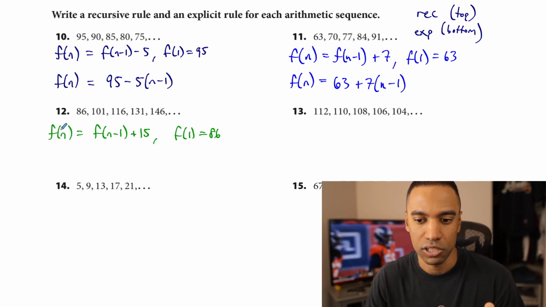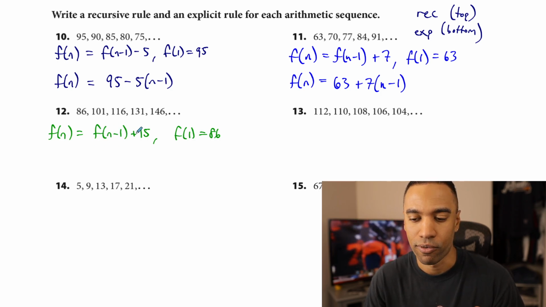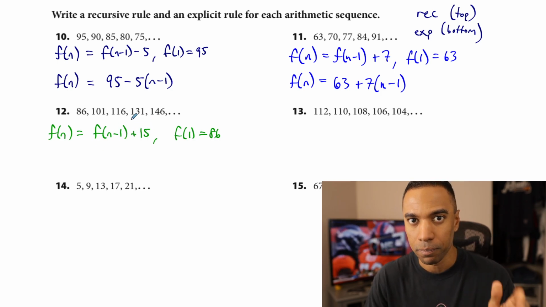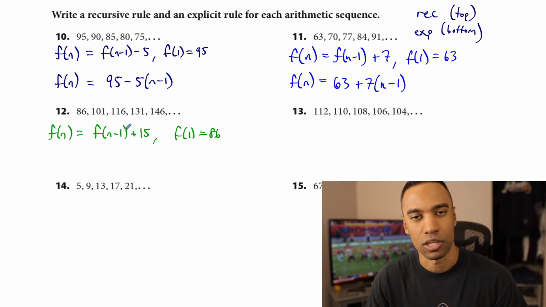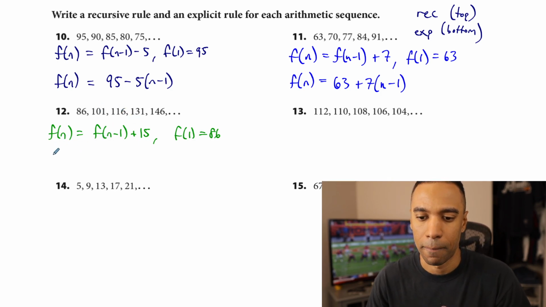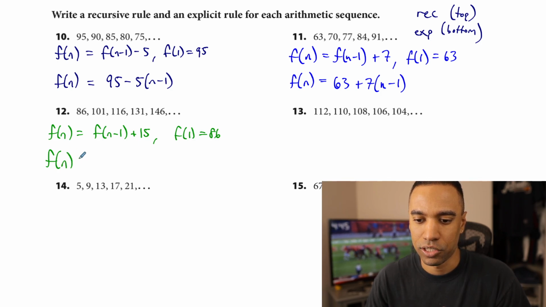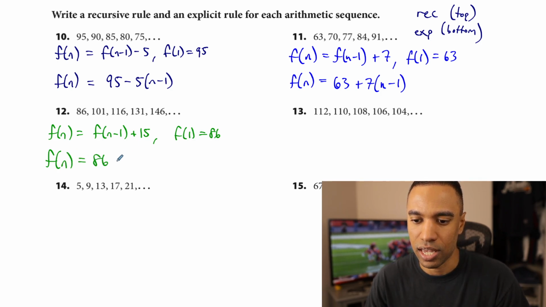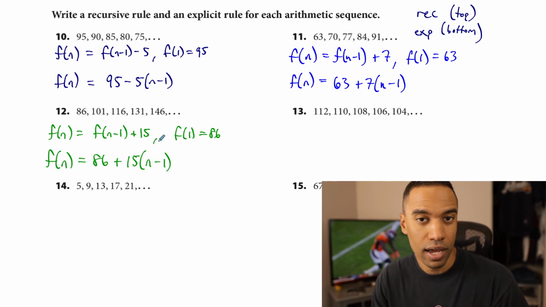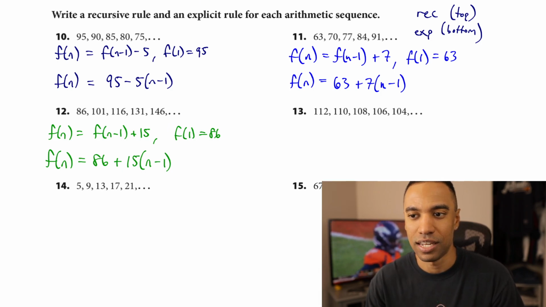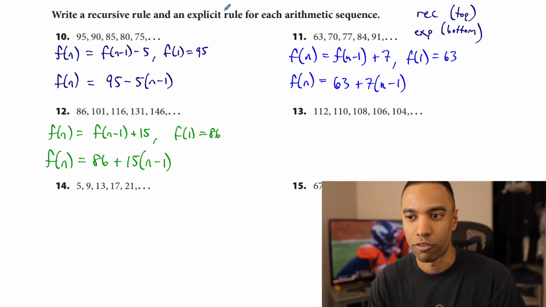To find the value of the next term, take the value of the term before it, and add your common difference of 15. So take this, add 15, boom. Take this, add 15, boom. That's what recursion is, the value of the term before. To find the value of any nth term right here, you start from 86, and you add 15 one less time than the term number you're looking for. If I was looking for the 100th term, I would add 15 99 times from 86.